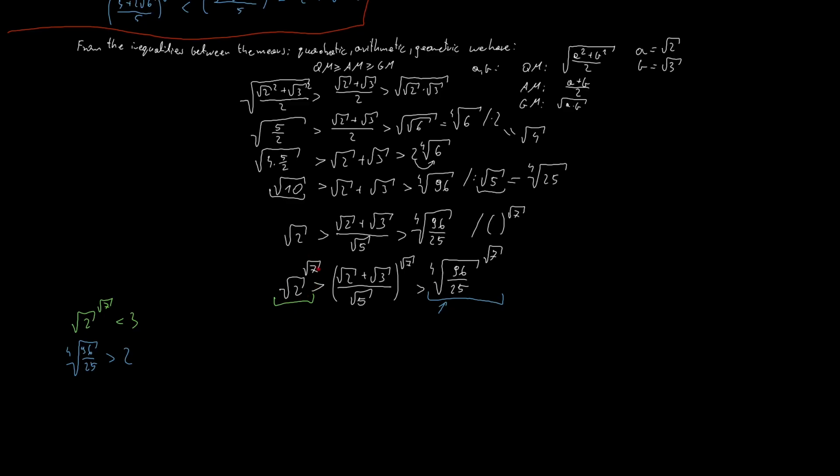And if this number is less than 3, then our number is less than this number that is less than 3. So let's do that. Square root of 2 to the power of square root of 7 is less than square root of 2 to the power 3, because 3 is bigger than square root of 7, which is less than square root of 8, which is less than square root of 9, which is 3. So we proved the first inequality. The second one is more complicated, but let's try to do it.